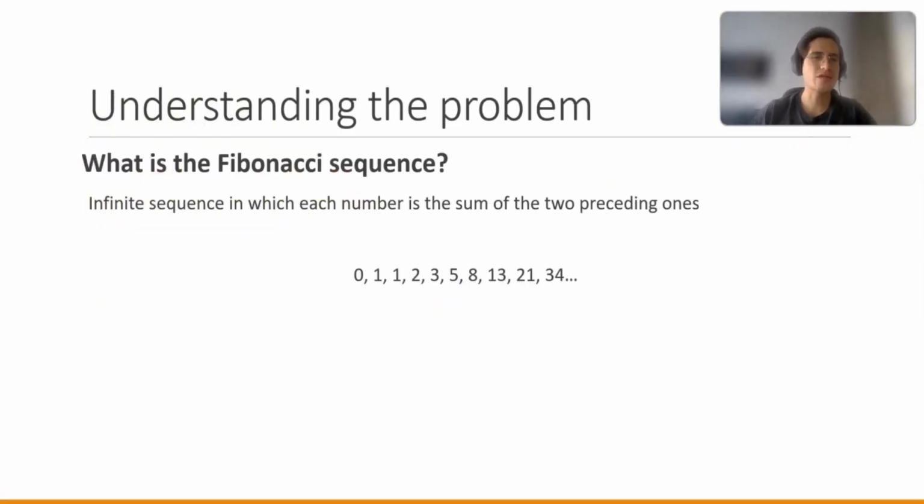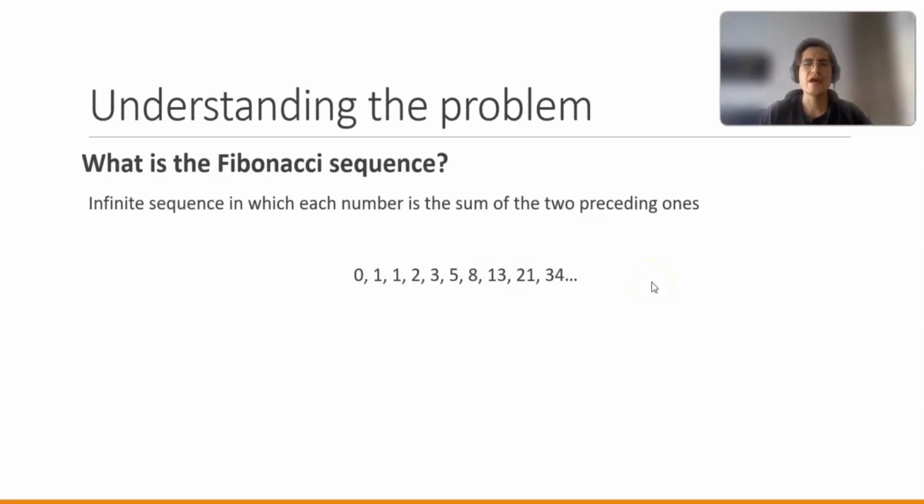The Fibonacci sequence is an infinite sequence in which each number is the sum of the two preceding ones, right? So it's pretty straightforward. Let's take this number 8, for example. The two preceding numbers to this number 8 are 3 and 5, so 3 plus 5 equals 8. Same thing, for example, with number 21, the two preceding numbers 8 and 13, 8 plus 13 equals 21, and so on. So that's basically it.